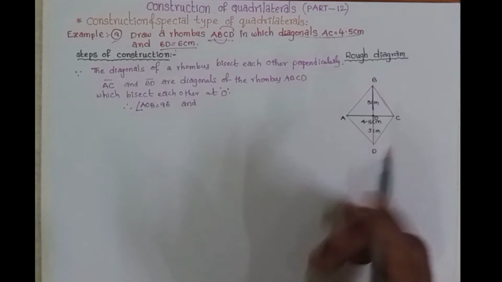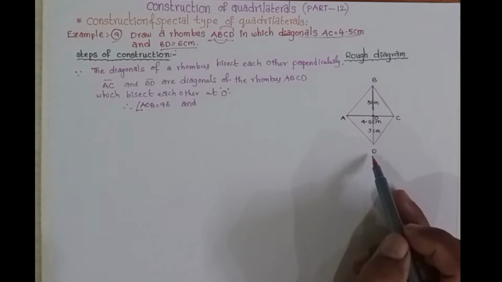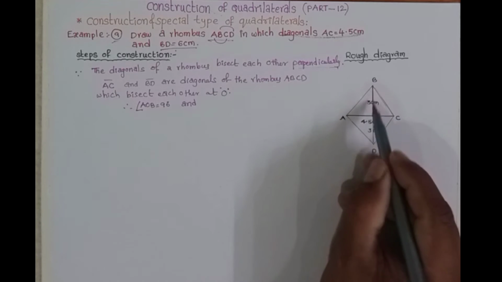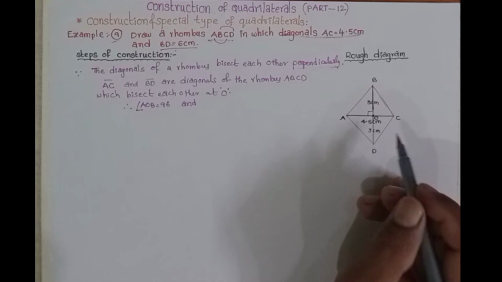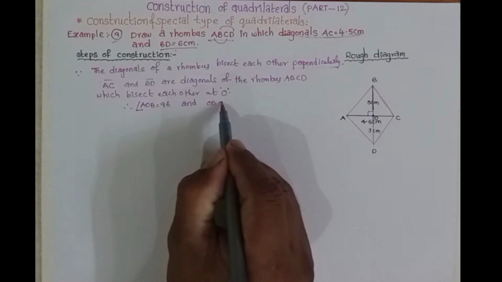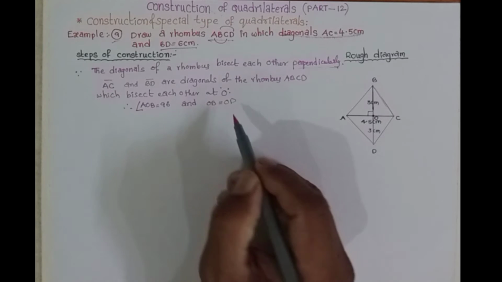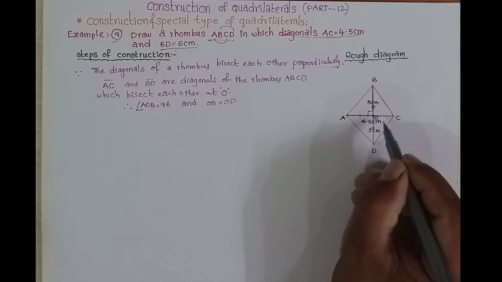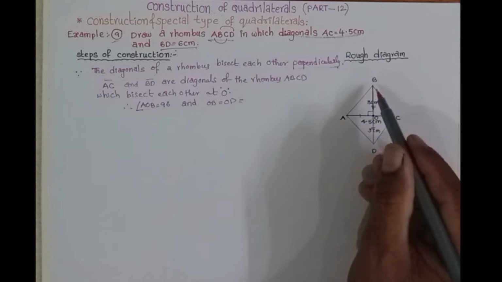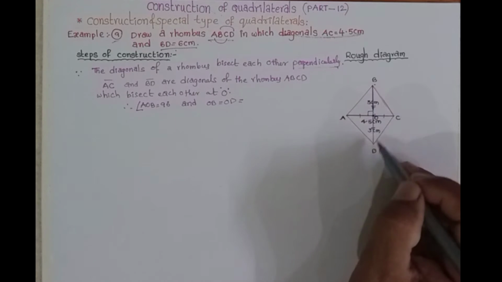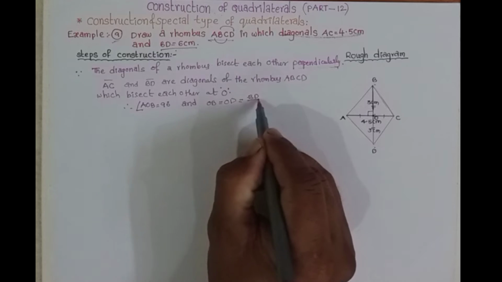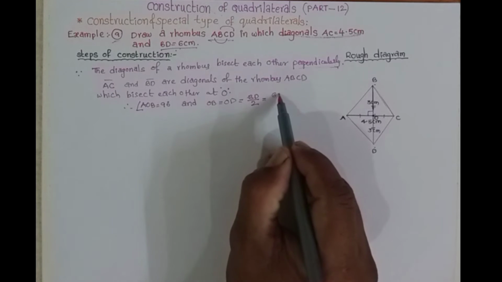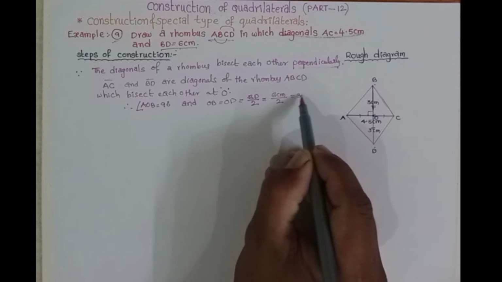Consider the rough diagram. AC, BD are two diagonals. They bisect each other perpendicularly. That means angle AOB equal to 90 degrees. Since they bisect, OB is equal to OD, as well as AO equal to OC. That is, OB or OD equal to half of the diagonal BD, that is BD by 2. The BD length is given as 6 centimeter, 6 centimeter by 2, that is 3 centimeter length.